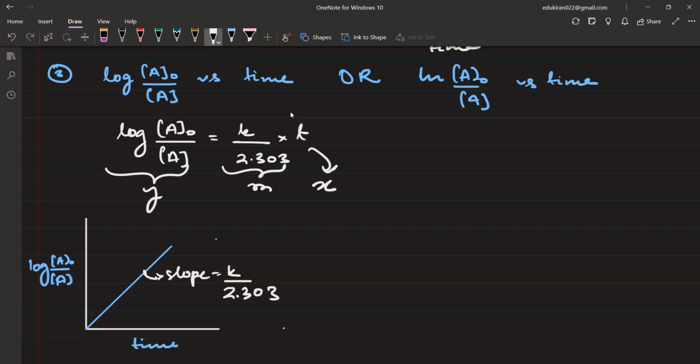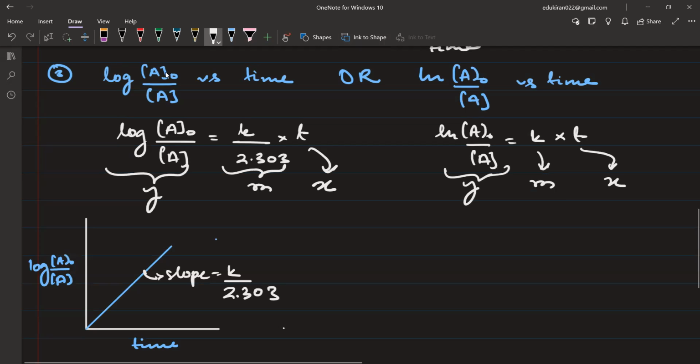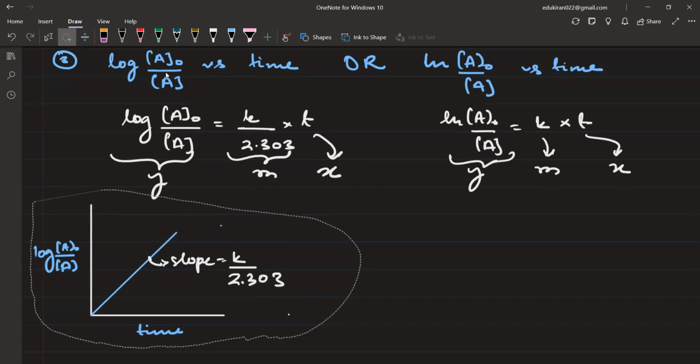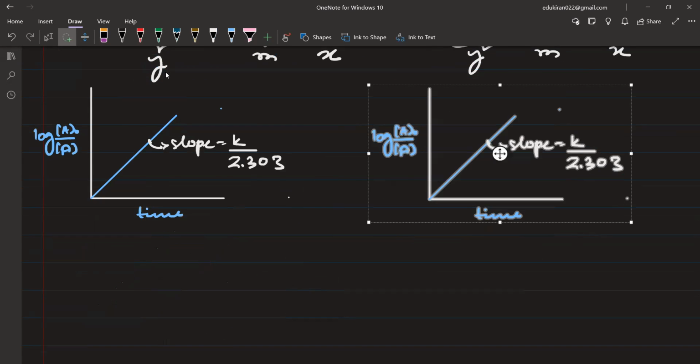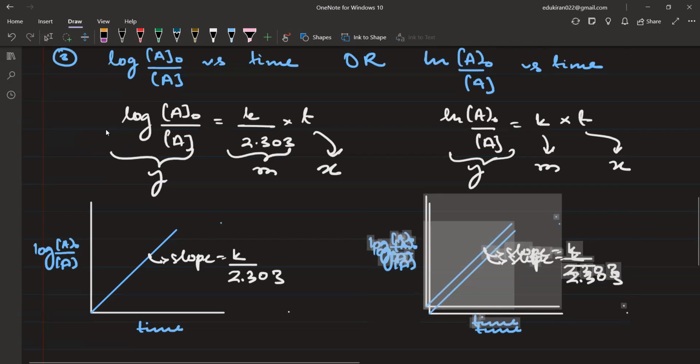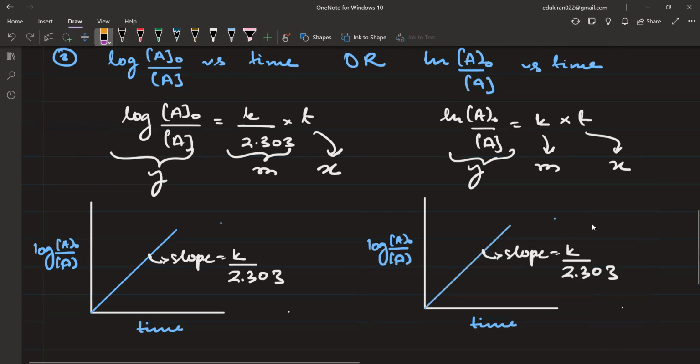Now, for ln A naught upon A, the equation will be ln of A naught upon A is equal to KT. No, 2.303 will not be there. So for KT, I can write K times T. Again, this whole thing is my Y, K is my M, and T is my X. So the same type of graph here also. What is the difference? Rather than log, we have ln, natural log. And instead of k upon 2.303, we just have K as the slope.